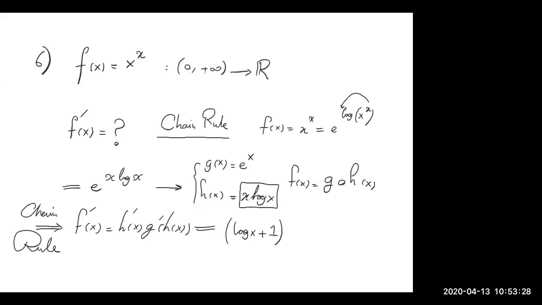Here by log, I mean ln. Sorry, it's better to use ln. I mean, here the base is e. So times g prime: the derivative of g is itself, because the derivative of e to the x is the same thing. So g prime of h of x is just e to the h of x, which is e to the x log x. So this is the derivative of x to the x.